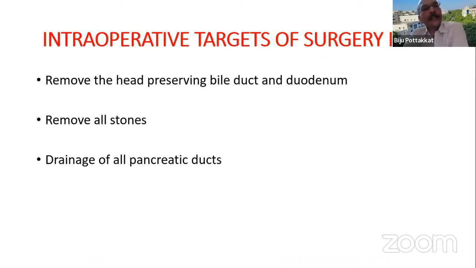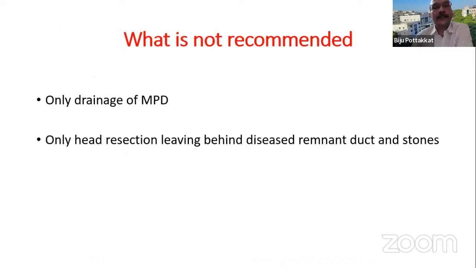So overall speaking, what are the intraoperative targets if you opt for surgery? This is after opting for surgery. Most of the recent publications show that you have to remove at least a significant part of the head. It is better to preserve the bile duct and the duodenum. And you have to remove almost all stones and drain all pancreatic ducts, that means all the three major pancreatic ducts. This should be the target in the current era for any surgery in chronic pancreatitis.